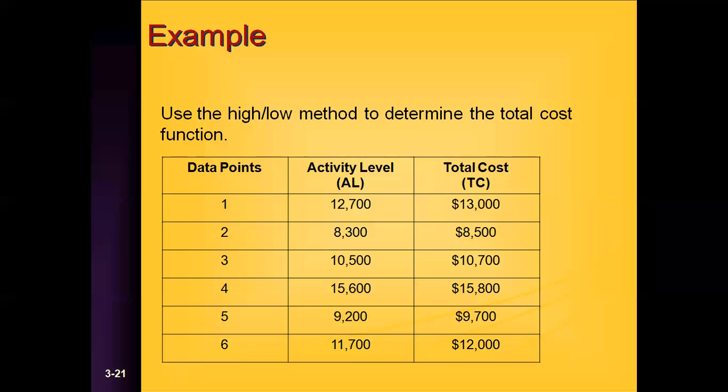Okay, if we scan the data again, the low data point here is 8,300 units in terms of activity level. And the total cost associated with that is $8,500. Okay, so to apply the high-low method, we've pretty much got the data that we need. And let's do the math.